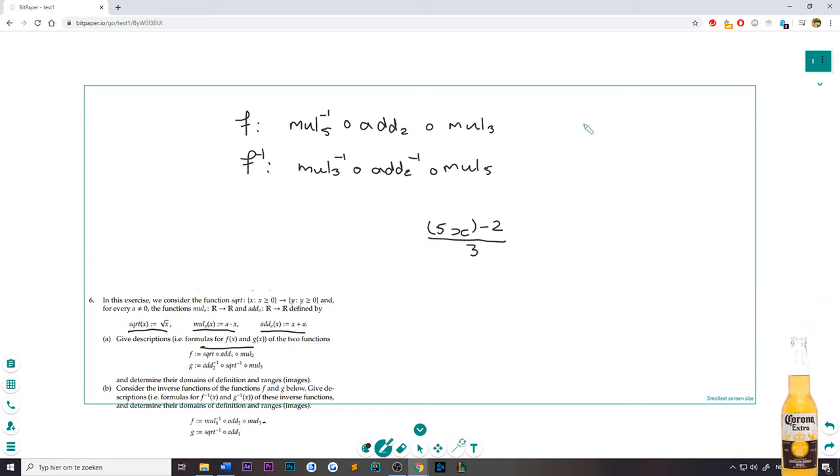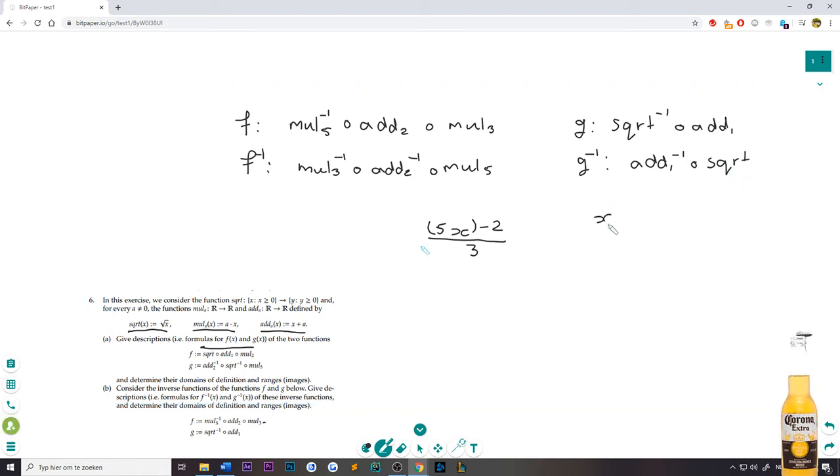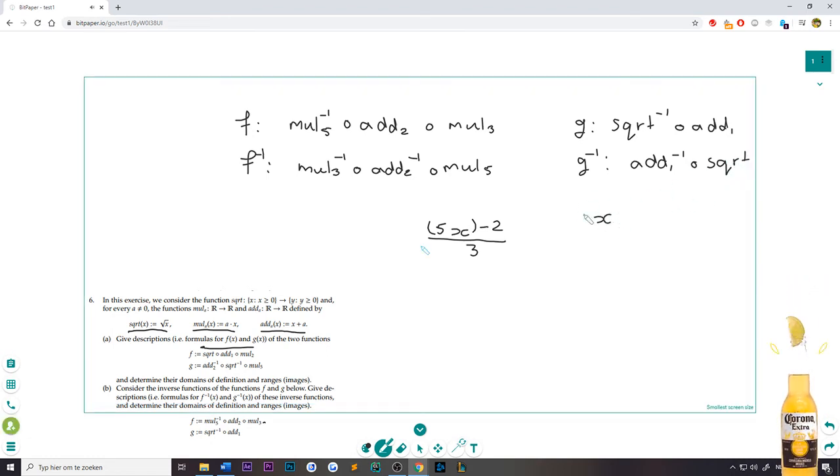And so for g, well, g is given by the square root inverse after add 1, right? So if we want to create g inverse, then what we do is we get add 1 inverse after squaring, and so we apply the square root, and then we do minus 1. And that's the answer for G.